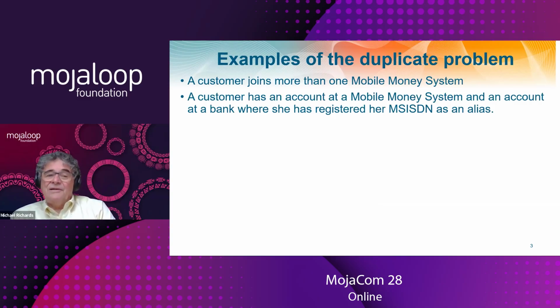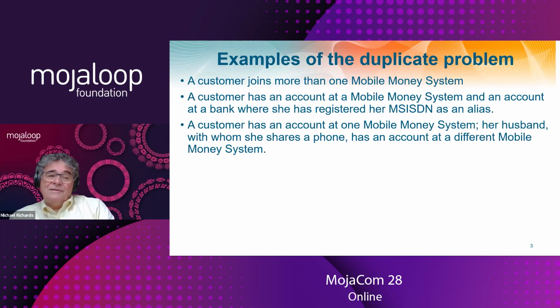Another example, a customer has an account at a mobile money system and an account at a bank where she's registered her phone number as an alias. So now the mobile money system has her phone number as the account identifying number, and the bank has her phone number as an alias. So both of those will register the phone number as belonging to that customer.